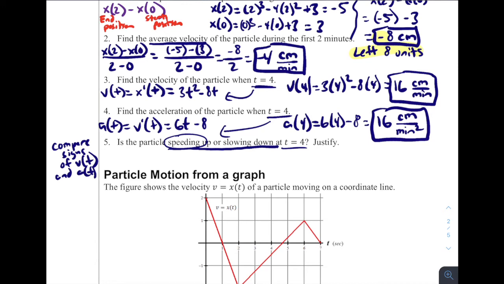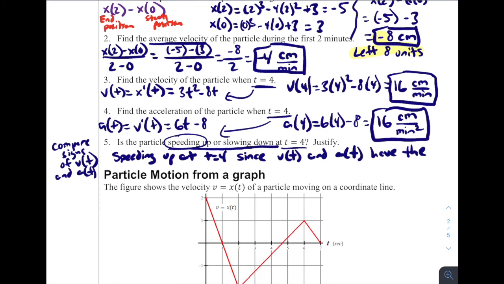So here's what my justification would look like. I'm going to say speeding up at t equals 4, and here's my justification. Since v of t and a of t have the same sign at t equals 4. So it's speeding up at t equals 4 since v of t and a of t have the same sign at t equals 4.